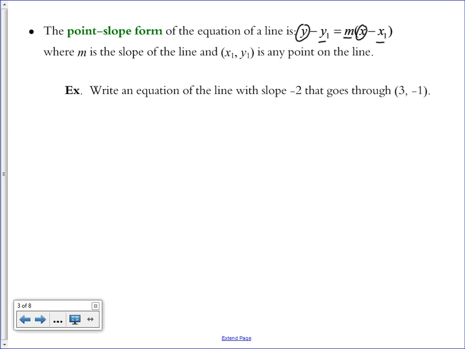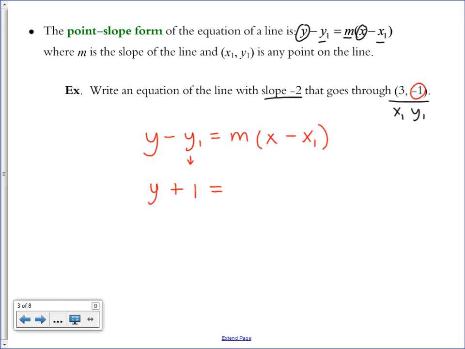Write an equation of the line with the slope -2. So slope is given to us. That goes through this point. That's an x1 and a y1 that's given to us. So all we have to do is follow the formula. Y minus y1, I'll write the formula here a little bit bigger, equals m times x minus x1. Replacing this y1 with -1 is going to give us minus -1, or plus 1, if we want to simplify it. M is going to get replaced with the -2, that's the slope. X stays as x, and then x1 gets replaced with this number 3.